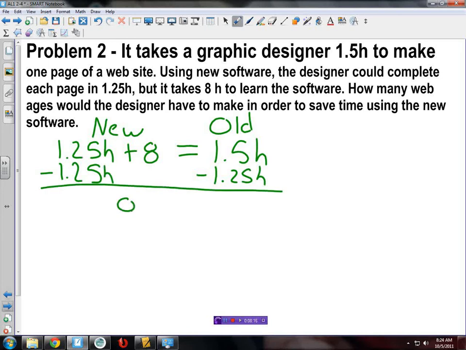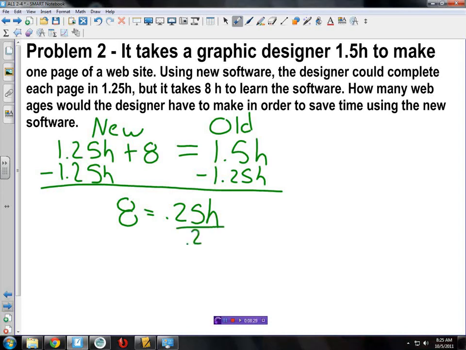We get 8 is equal to 0.25h. Now we can divide by 0.25. Right now it's just a one step. Divide by 0.25. H is, no, not 2. Not 4. What is it? 32. All right? So it should take 32.